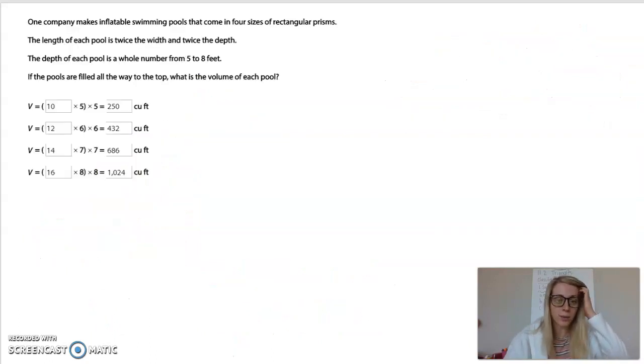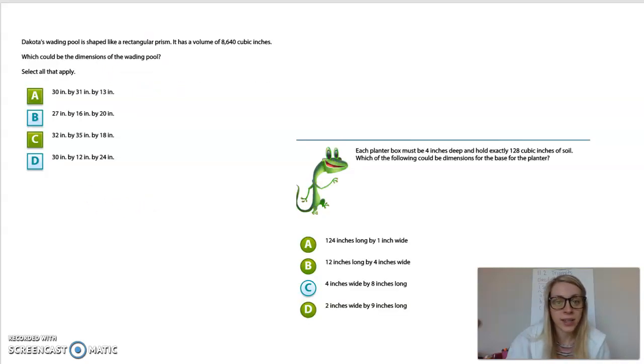Okay, I'm almost out of time. This one you just had to double each of these. So 2 of 5 is 10, 2 of 6 is 12, 2 of 7 is 14, and then you had to multiply it all out, length times width times height, to get your volume here.